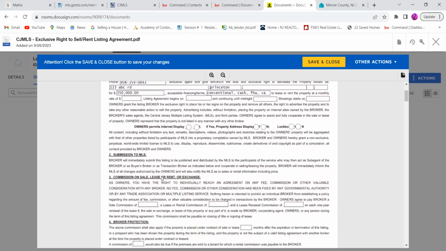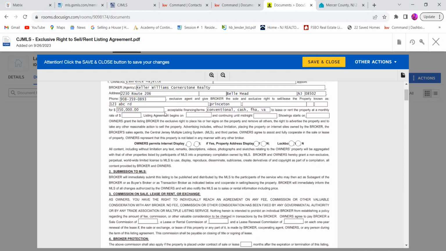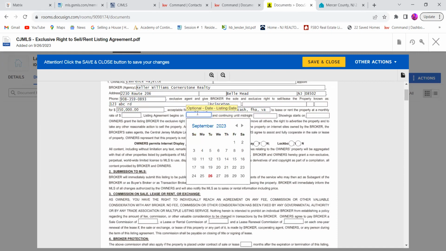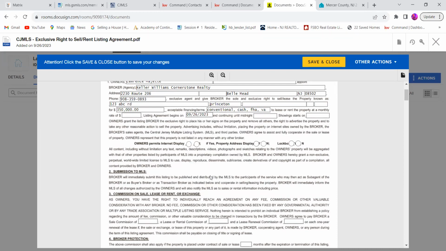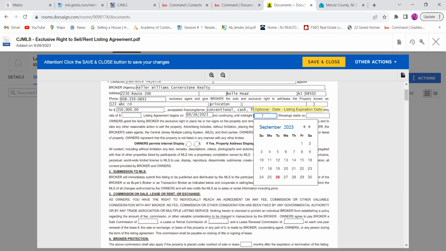Yes. Okay, so then we don't have to worry about this box here because this is pertaining to rent. We're not renting, we're selling. So your listing agreement is going to begin today, and it continues until midnight of, how long do you think a listing agreement should last? 6 months. Good job.